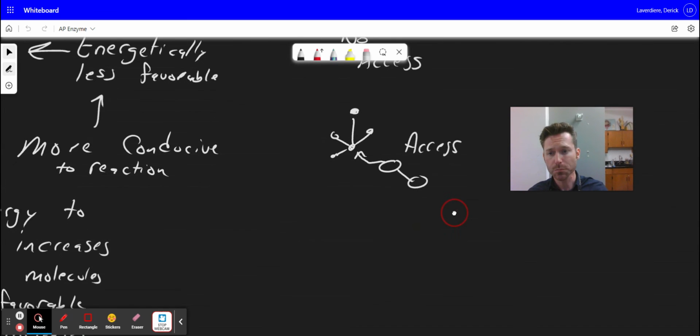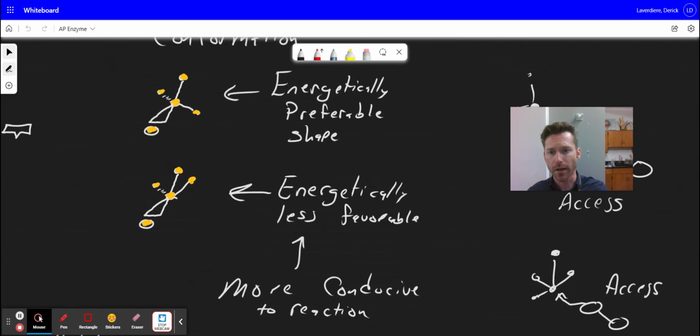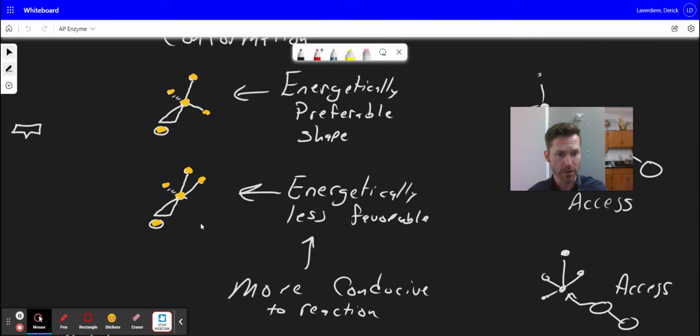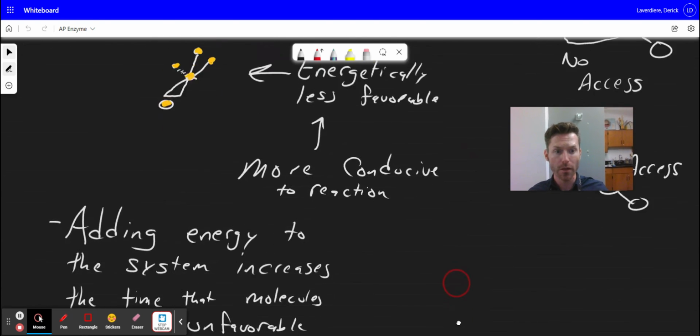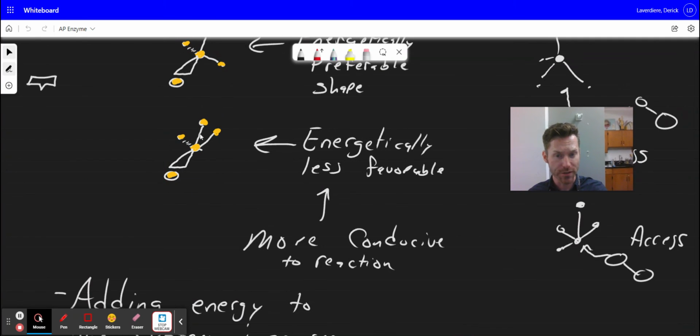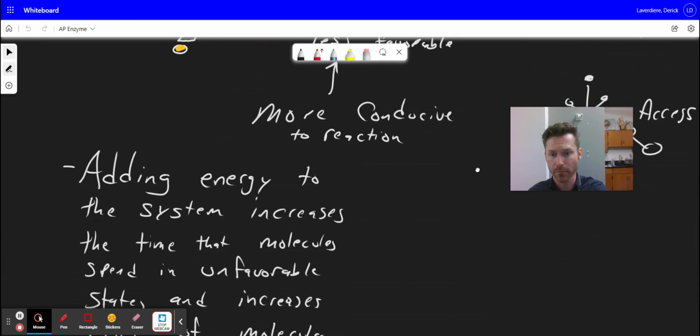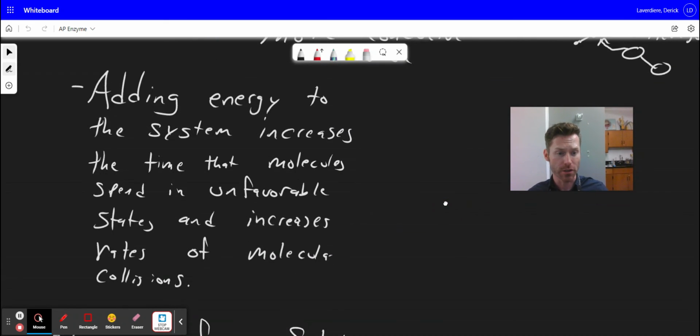Okay? And so at any given point in time, the molecule can be in this conformation, depending on how much energy is around, right? But it prefers this conformation. The more energy you put into the system, the more time that the molecule is going to spend in this conformation. And so the more readily it will react. Right? So adding energy increases that uncomfortable conformation's existence. Yeah? And it also increases the rate at which molecules are bumping into each other. So it makes reactions occur more quickly.